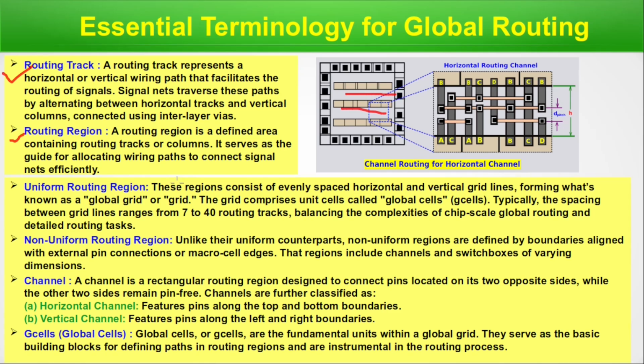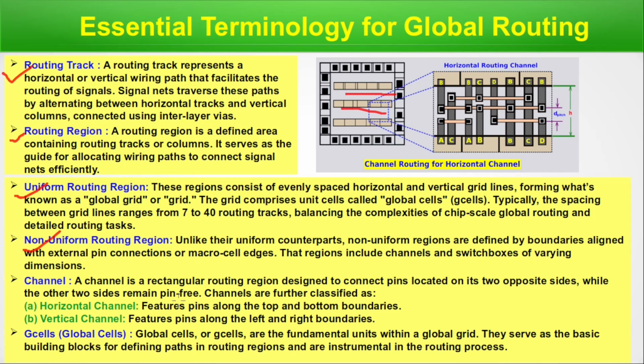Now, uniform routing region. This region consists of evenly spaced horizontal and vertical grid lines forming what's known as the global grid. The grid comprises unit cells called global cells or G cells. Typically, the spacing between grid lines ranges from 7 to 40 routing tracks, balancing the complexities of chip-scale global routing and detailed routing tasks. Non-uniform routing region: unlike their uniform counterparts, non-uniform regions are defined by boundaries aligned with external pin connections or macro cell edges. That region includes channels and switch boxes of varying dimensions.